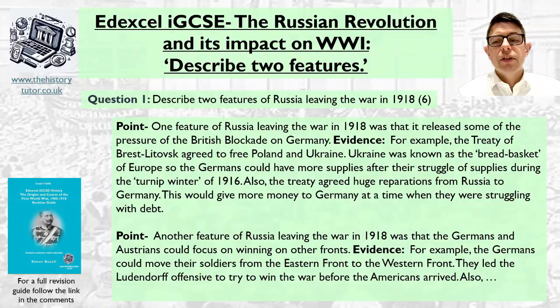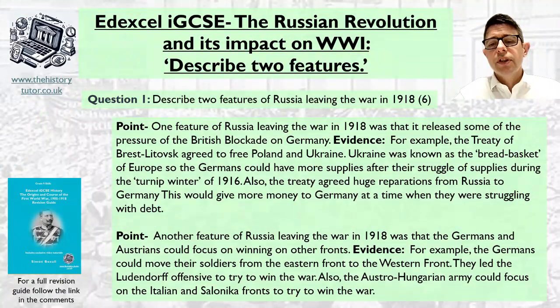Okay, so I've said, for example, the Germans could move their soldiers from the Eastern Front to the Western Front. They launched the Ludendorff Offensive to try and win the war before the Americans arrived. The last-ditch attempt to win the war was now available to them. Okay, so what's another piece of knowledge you could give? Pause now and see if you can add another piece of detail on this. Maybe you consider Austria. Maybe you could consider something else about Germany. Away you go.